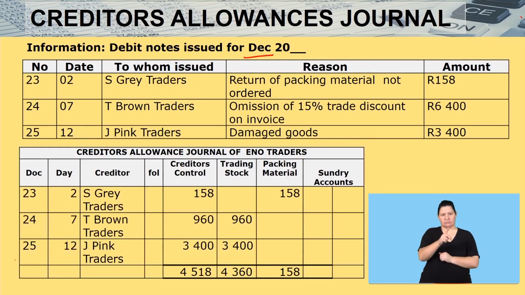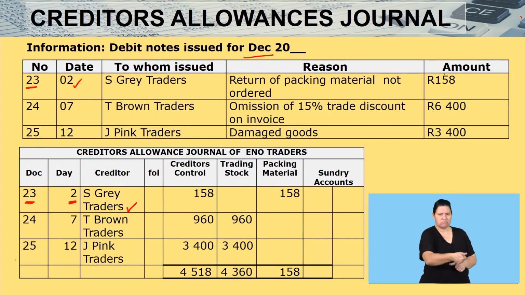So here is our creditors' allowances journal, and we're going to start off with the first information on our list. It is document number 23, and it is on the 2nd. To whom was it issued? It was issued to S. Gray Traders, so I'm going to have my S. Gray Traders over here. And then it says, return of packing materials not ordered.